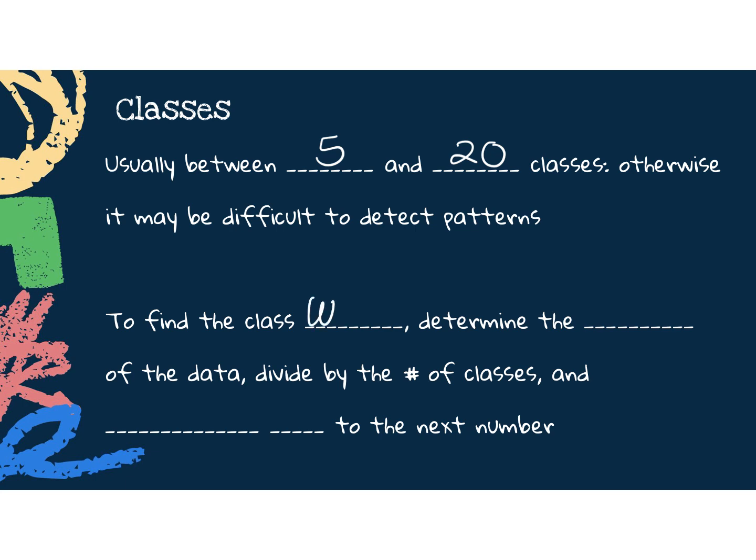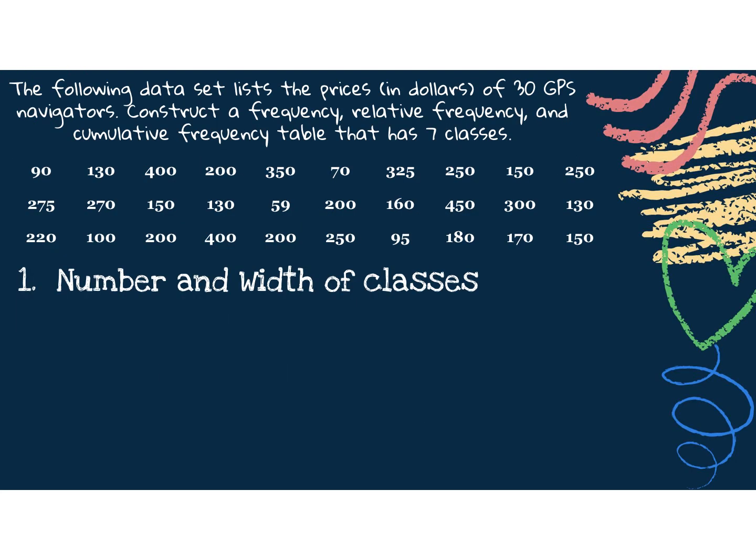To find the class width, you determine the range of the data, which is the largest number minus the smallest number, and divide it by the number of classes, and round up to the nearest whole number. You're always going to round up when you're working with class widths. So let's take a look at that example. The following data set lists the prices in dollars of 30 GPS navigators. Construct a frequency, relative frequency, and cumulative frequency table that has 7 classes. So our number of classes is going to be 7.